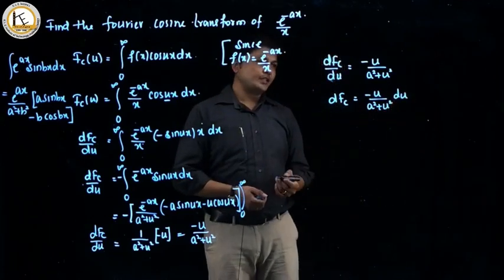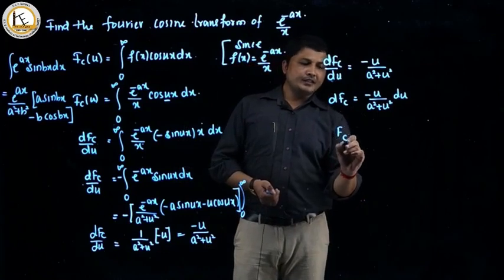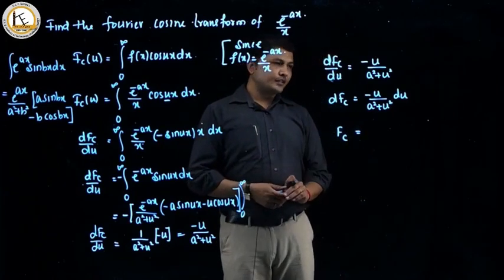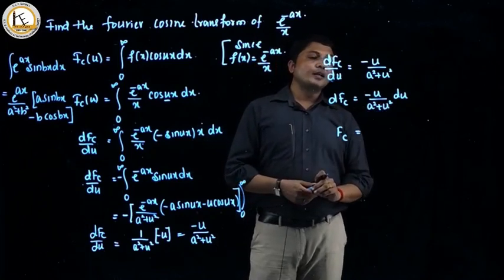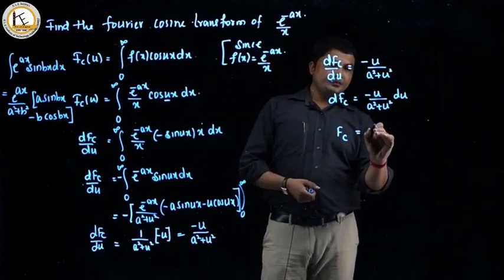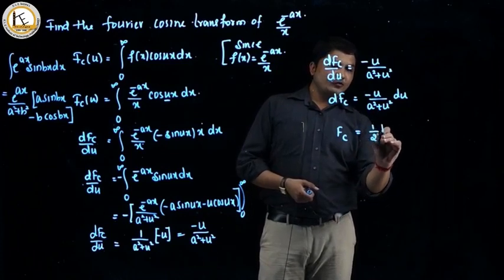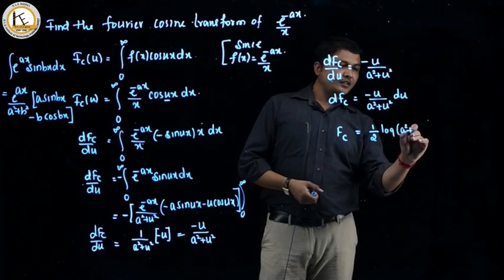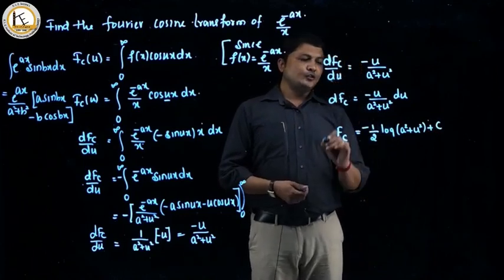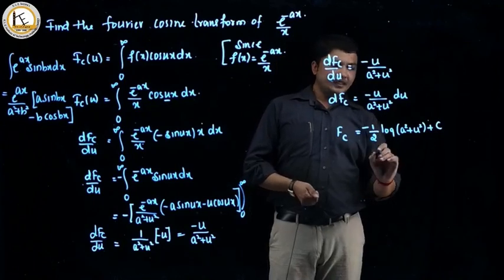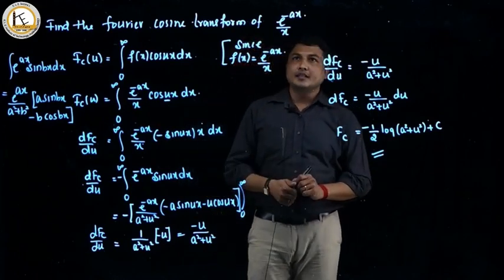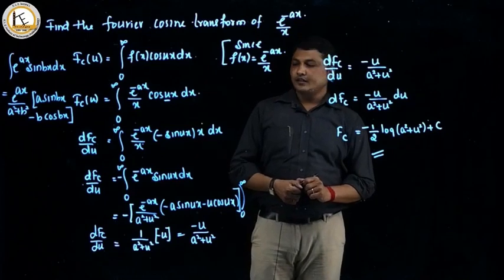Now integrating both sides, the integration of dFc is nothing but Fc, and the integration of minus u divided by a square plus u square is 1 by 2 times the log of a square plus u square plus some constant c. Definitely there is a minus sign, so it will be minus of that, and hence this is the final answer for the given function, that is e raised to minus ax divided by x, hence the solution.